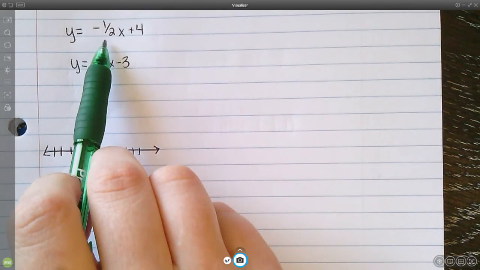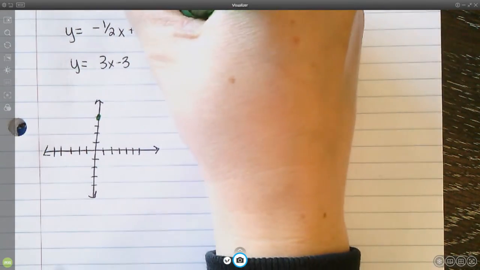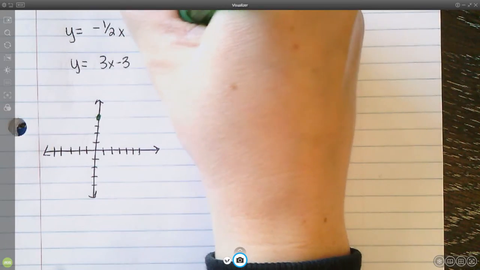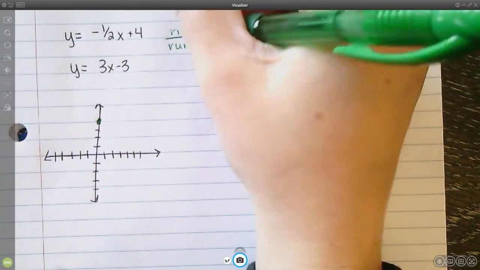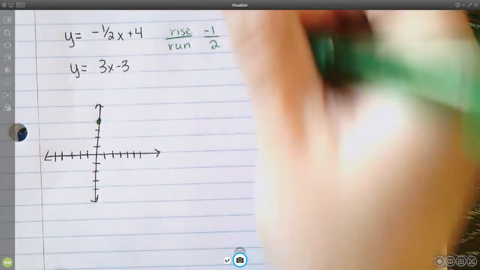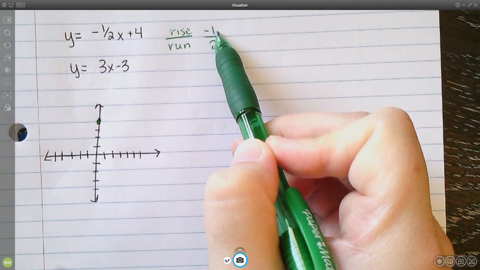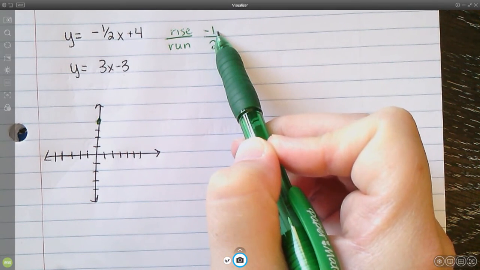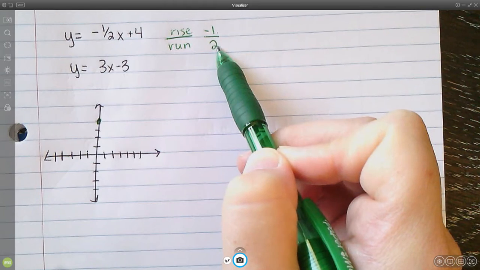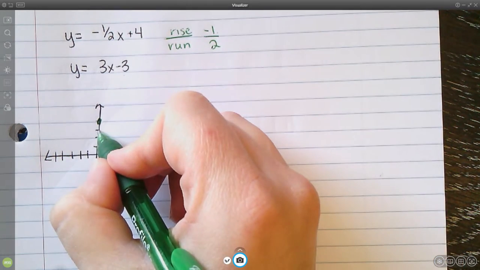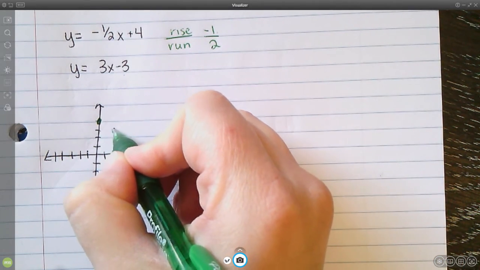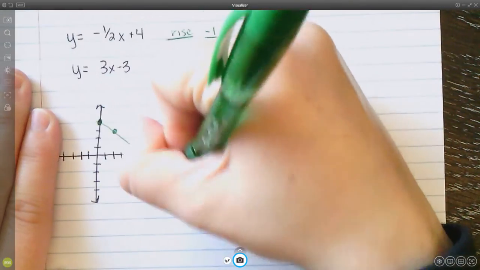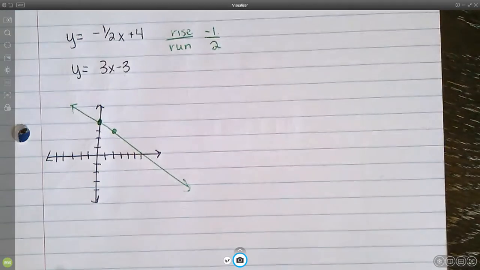Then remember your slope is your rise over your run, so rise over run. And our slope is -1/2. So if you're rising a negative number, that means you're going to go down. So we're going to go down 1 and always go right, so right 2. So down 1, right 2. Connect your 2 points. That was the first one.